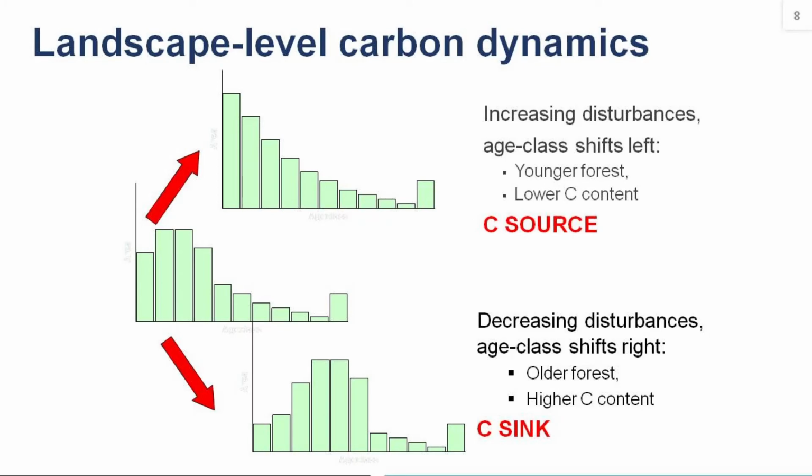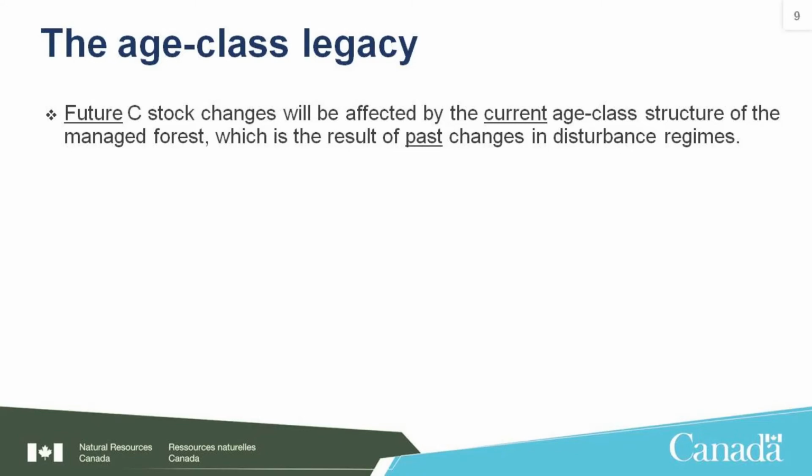And conversely, if there is a reduction in disturbances, that is, more of the forest is allowed to age into the next age class, you obtain an overall increase in the average forest age, resulting in a higher carbon content on average. And the transition from the middle landscape to the lower landscape results in the landscape acting as a carbon sink during the transition. This brings about a very important concept called the age class legacy. What it effectively means is that the future carbon stock changes in a landscape will be affected by the current age class structure of the managed forest, which is the result of the past changes in the disturbance regimes.